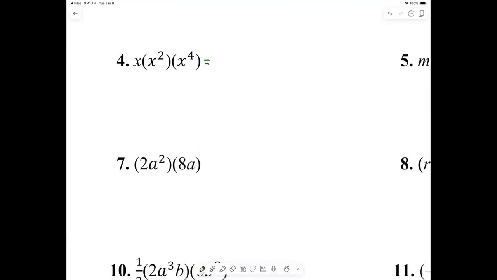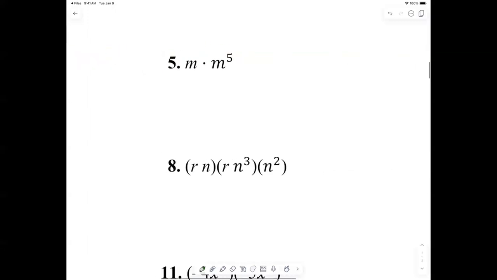Now keep in mind, this x is to what power? Yes, don't forget. So what would that total be? Yes, x to the 7th. All you have to know is you're just adding 1 plus 2 plus 4. That's it. You with me? All right, number 5, continue on.